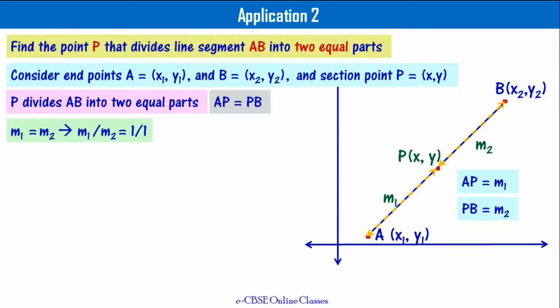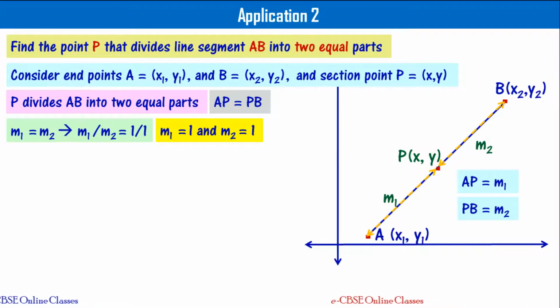So to solve this particular problem, one can choose different values for m1 and m2, but for simplicity's sake, I am taking m1 equal to 1 and m2 equal to 1. One can take m1 equal to m2 equal to 2, 4, any number for that matter.